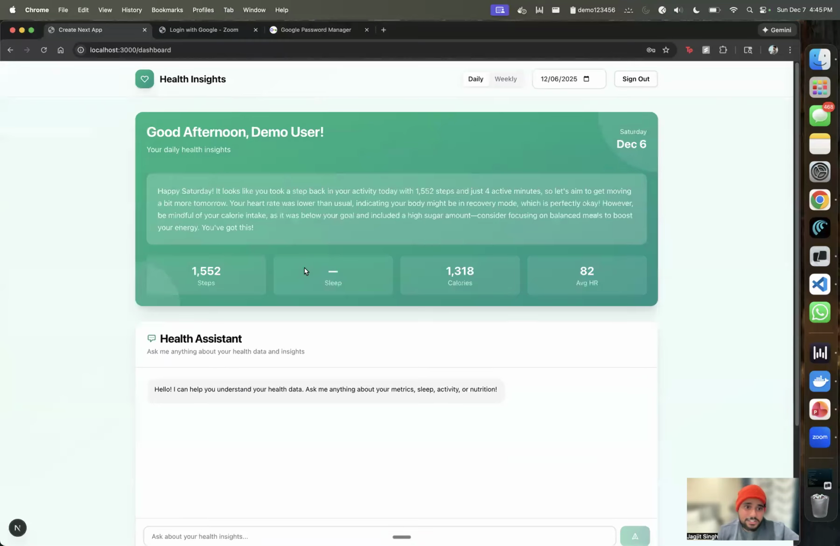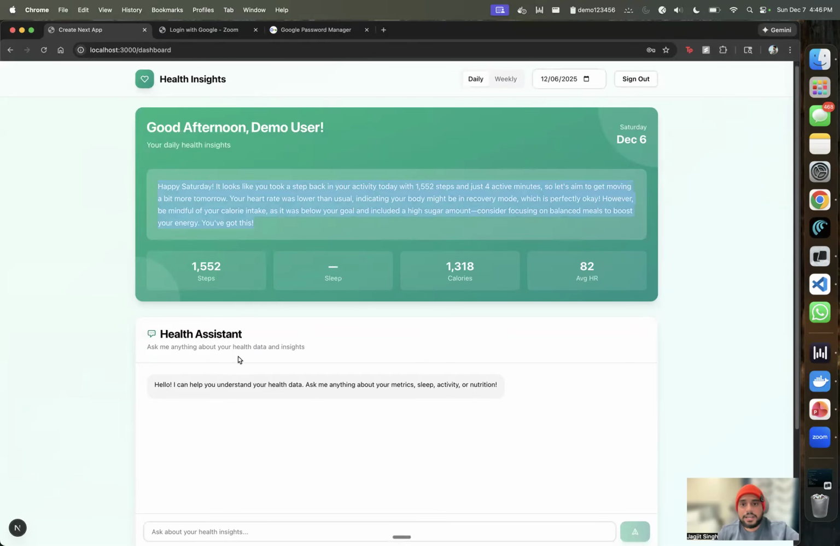So this actually tells me what my day looked like, how many steps, calories, what was my average heart rate. But these are just numbers. So we wanted to get more insightful summary. This is where it provides a complete summary using my own actual personal data that I have been using.